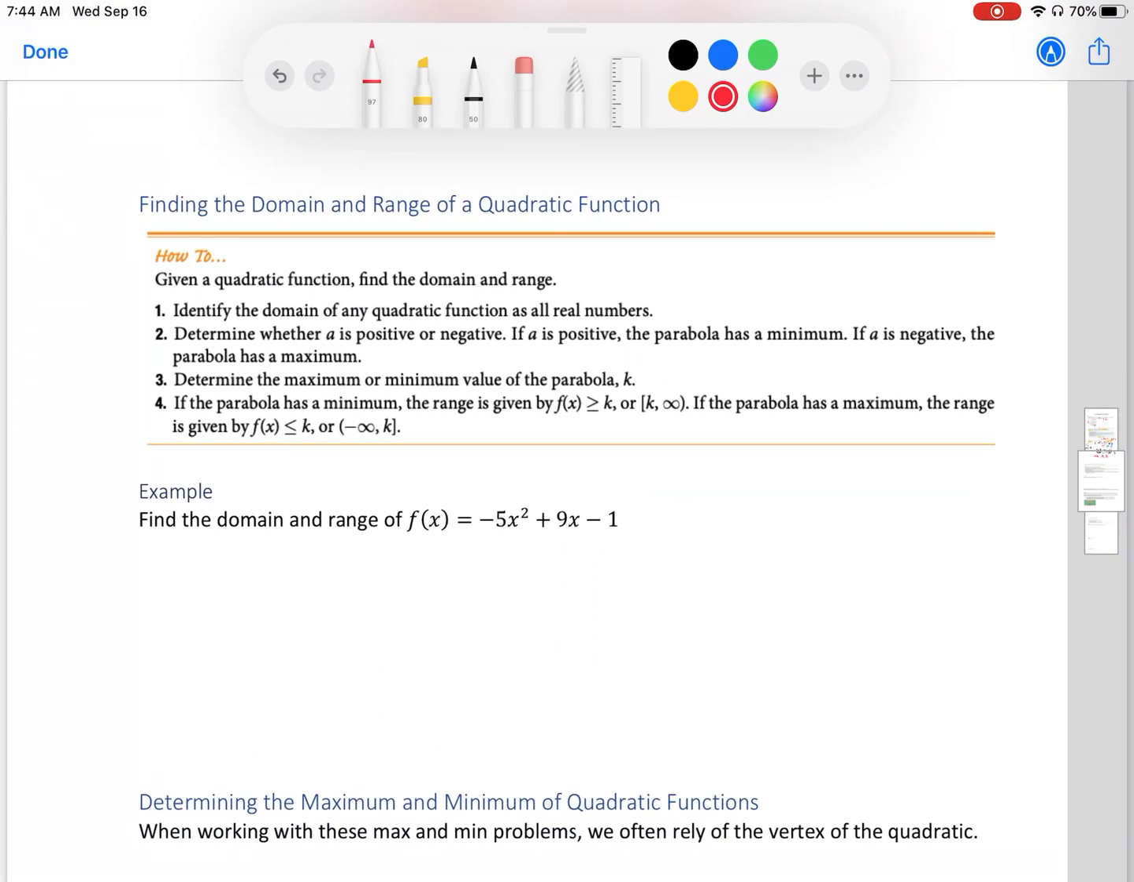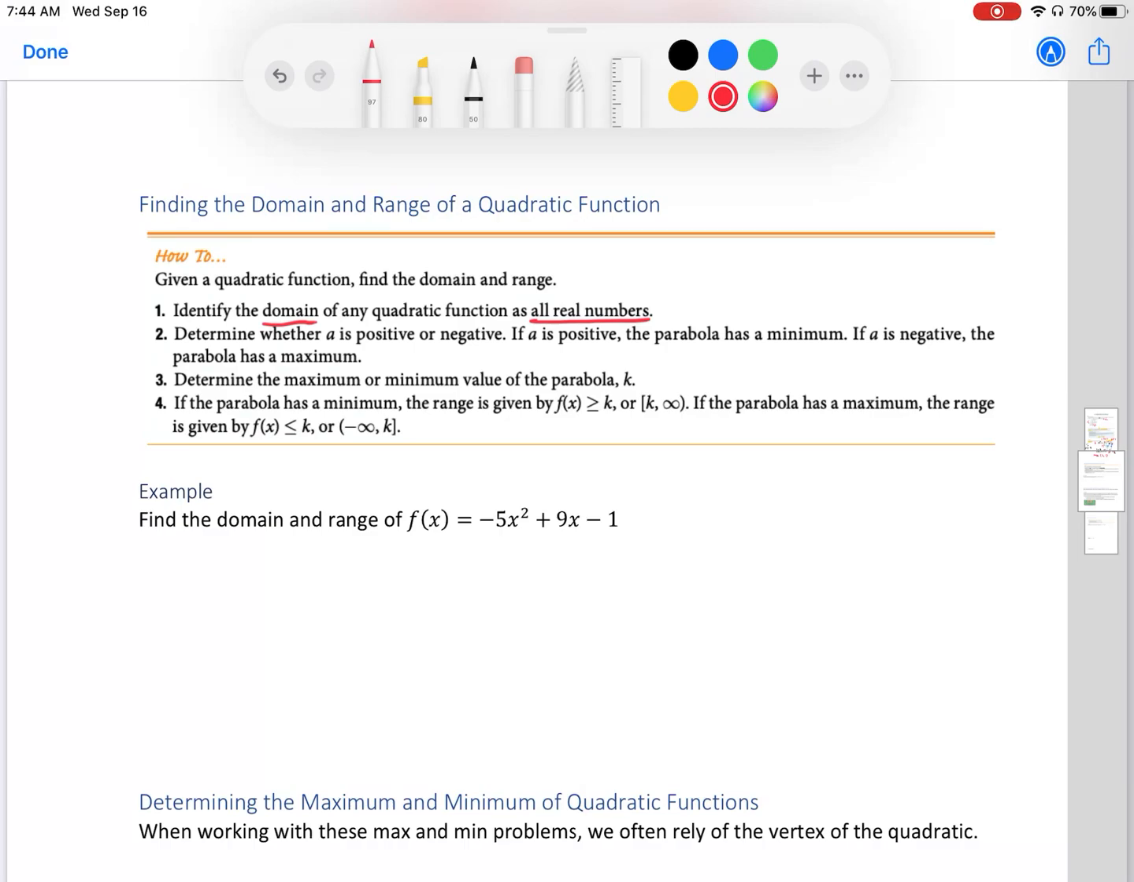Finding the domain and range of a quadratic function. Given a quadratic function, find the domain and range. Identify the domain of any quadratic function as all real numbers. So your domain is always all real numbers. Determine whether the a is positive or negative.